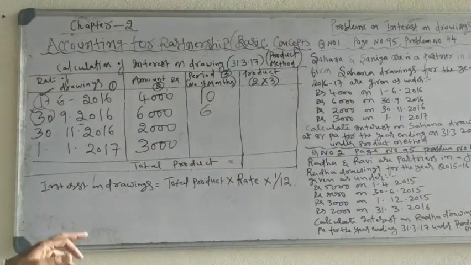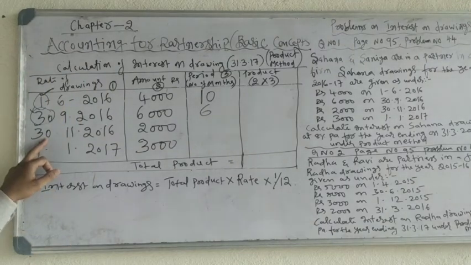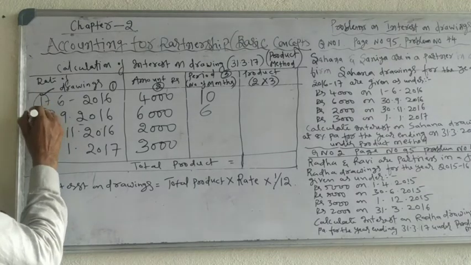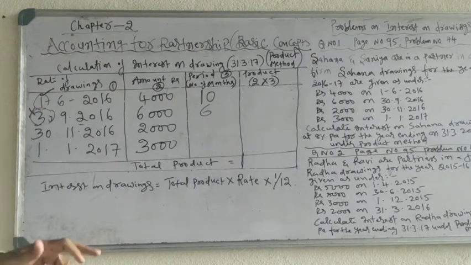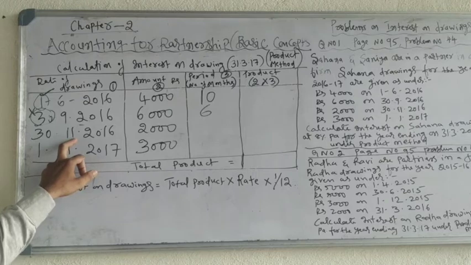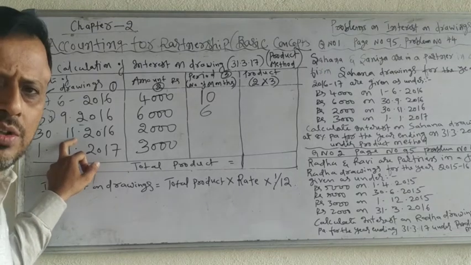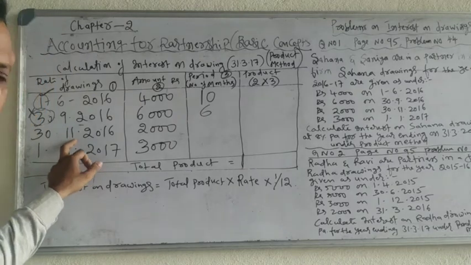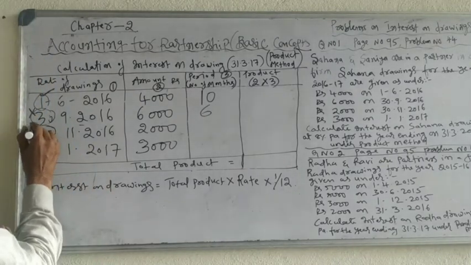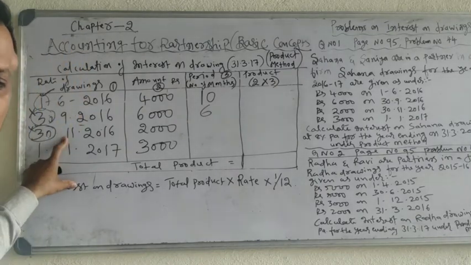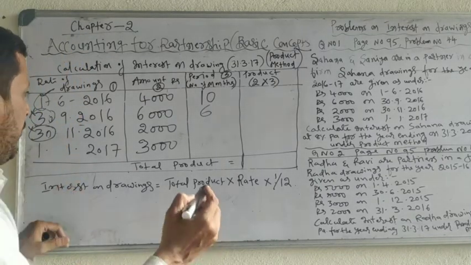6 months. Now come to the third one. The third drawing she made on 30th November, the last day of November. So she does not pay November month interest on drawings. She will pay interest from the next month. Don't take November month. Count from the next month: December, January, February, March. Only 4 months.